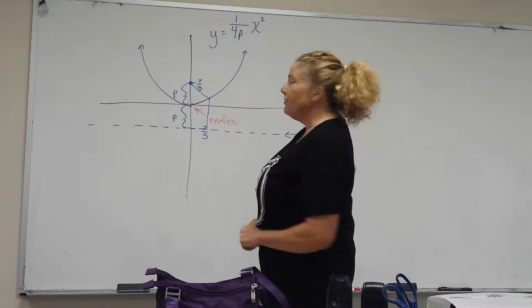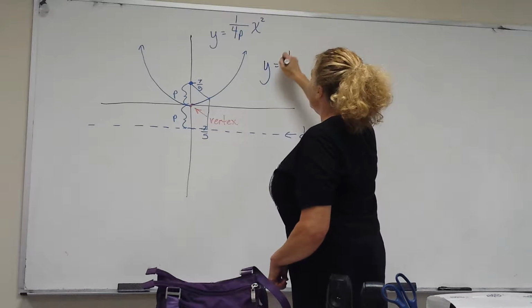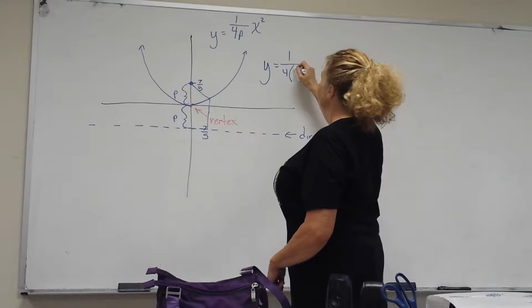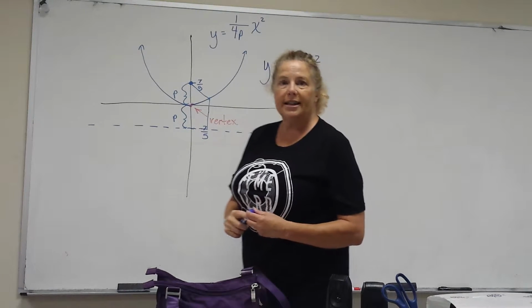So you can sketch it first, and then just fill this in. Y equals 1 over 4 times P, which happens to be 7/5 in this case, x squared. So just multiply that out, and that's your equation.